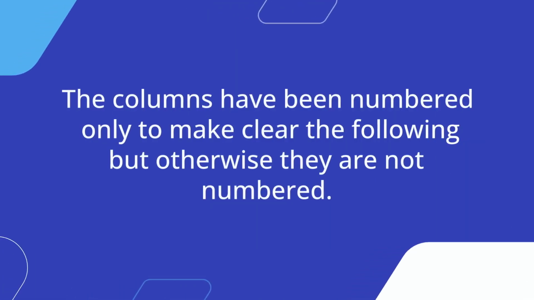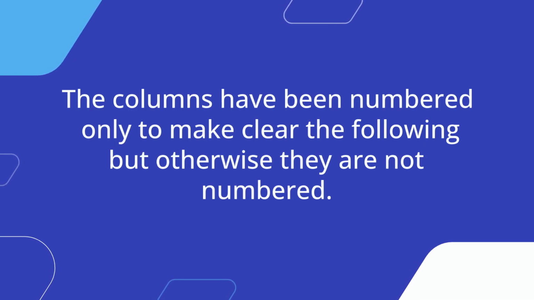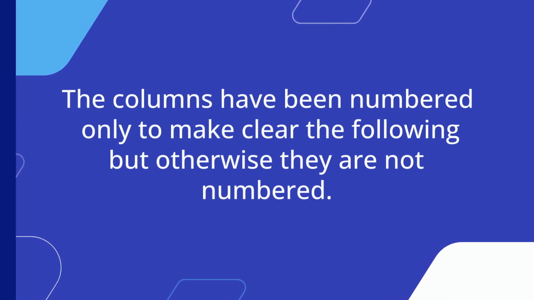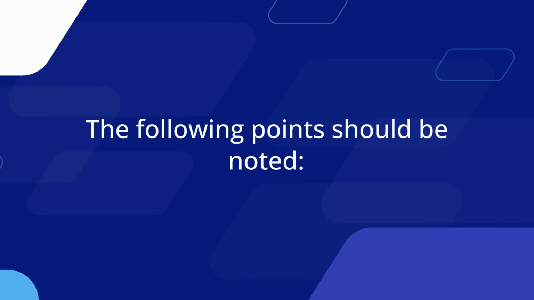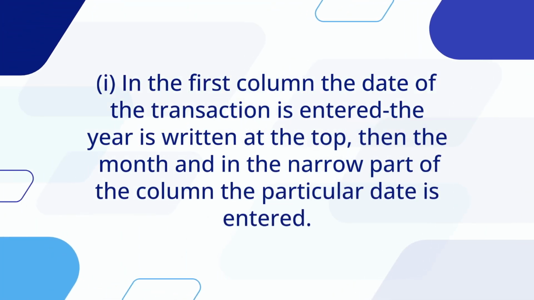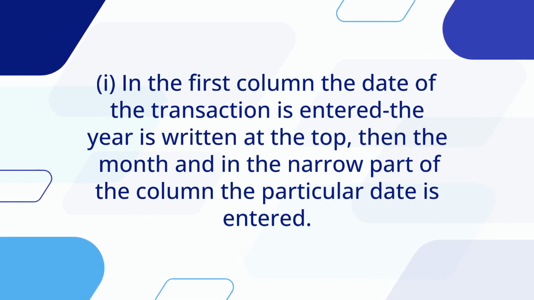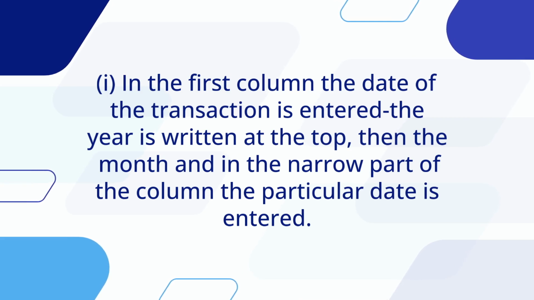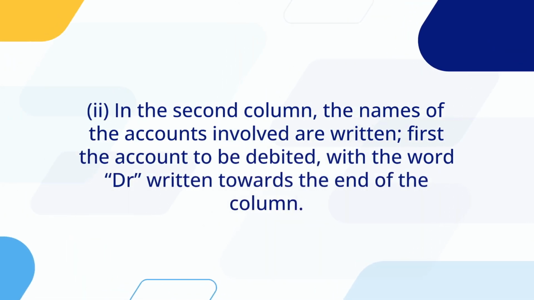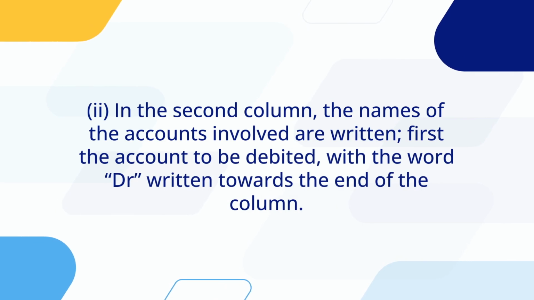The columns have been numbered only to make clear the following, but otherwise they are not numbered. The following points should be noted. In the first column, the date of transaction is entered. The year is written at the top, then the month, and in the narrow part of the column, the particular date is entered. In the second column, the names of the accounts involved are written.